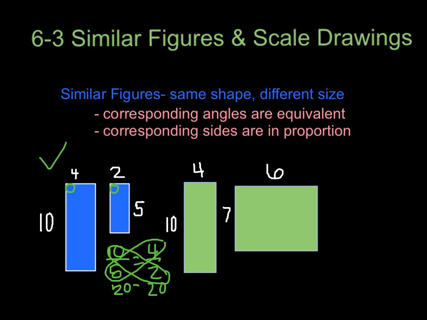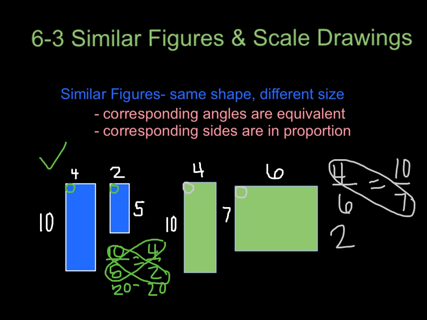If you look at the second example, the green rectangles, they have congruent corresponding angles. Those are both 90 degrees. However, if you set this up in a proportion, 4 is to 6 as 10 is to 7, and you check those, you get 28 is to 60, which are not proportional sides. And you can see that because they don't even have the same shape. They're definitely different size, but they don't have the same shape.